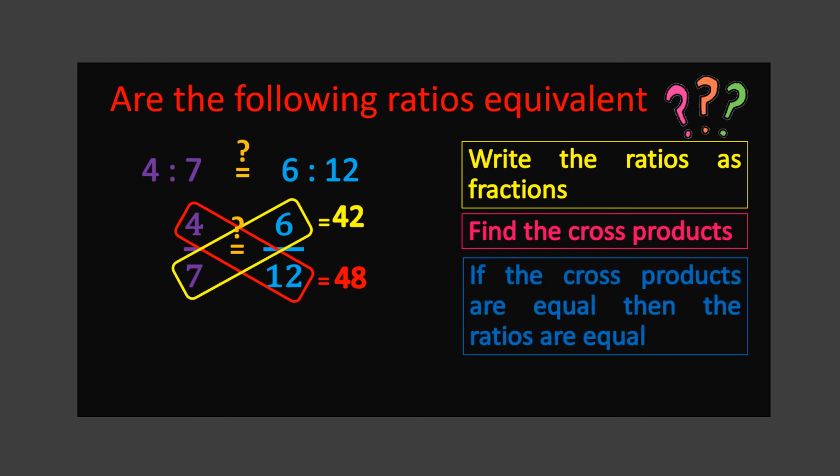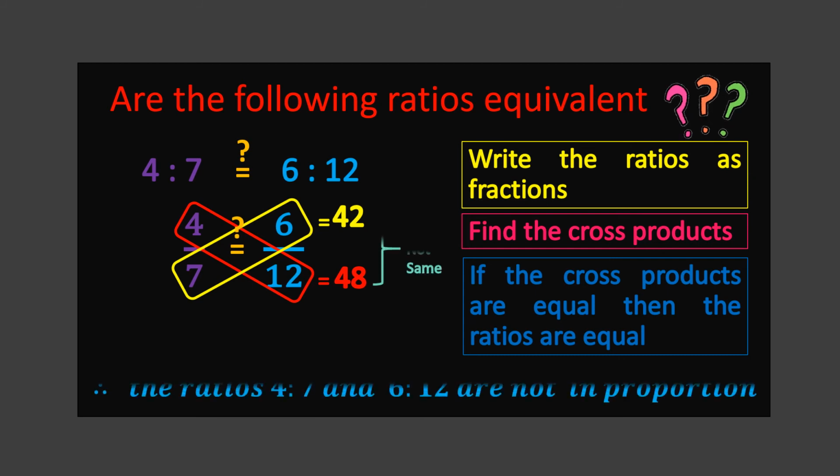If the cross products are equal, then the ratios are equal. But here we got different answers. That means our ratios are not equal or not equivalent. That means the ratios 4 is to 7 and 6 is to 12 are not in proportion. Because proportion means two ratios should be equivalent.